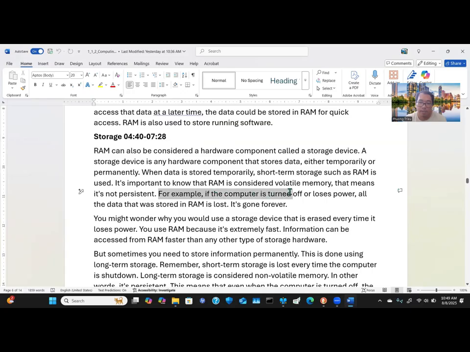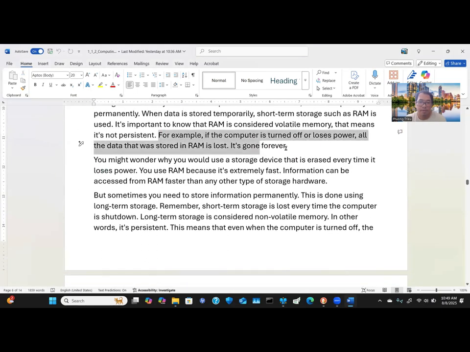Okay, if the computer is turned off or loses power, the data that was stored in RAM is lost, it's gone forever. Okay, I already talked about this.